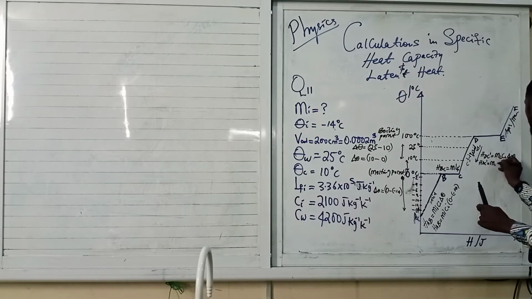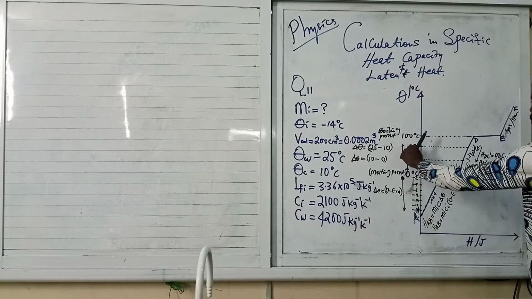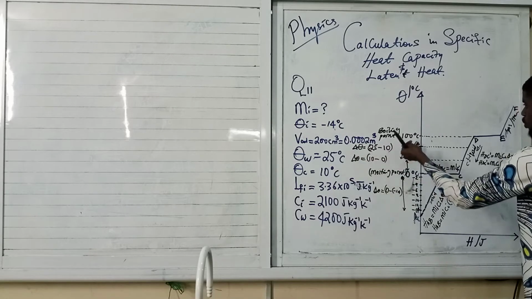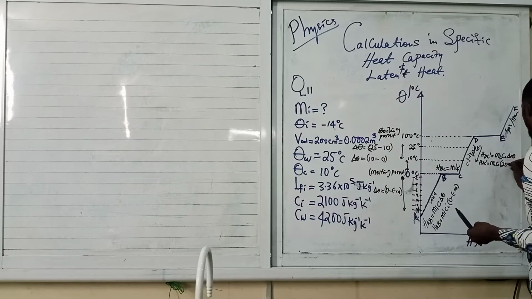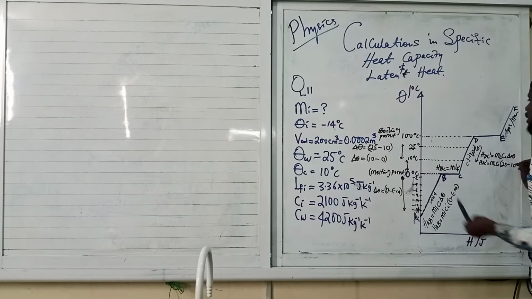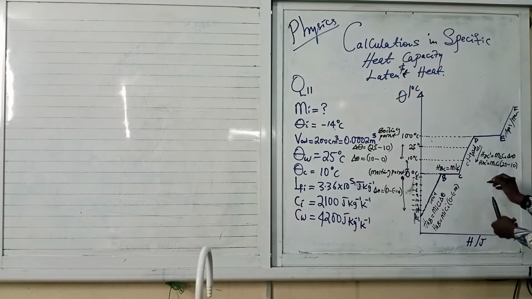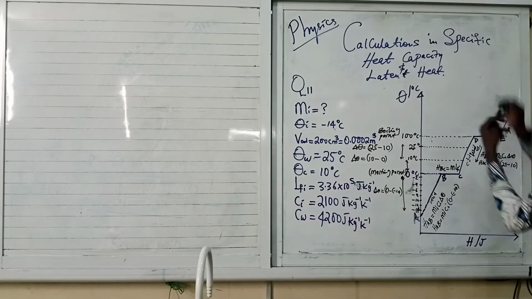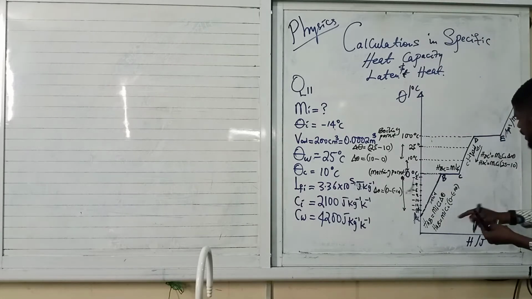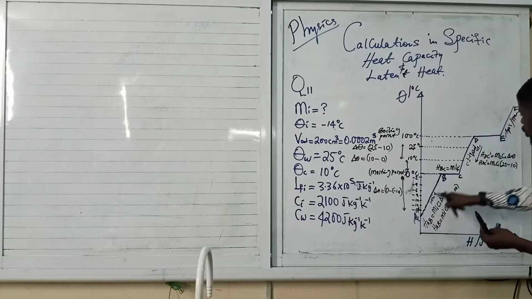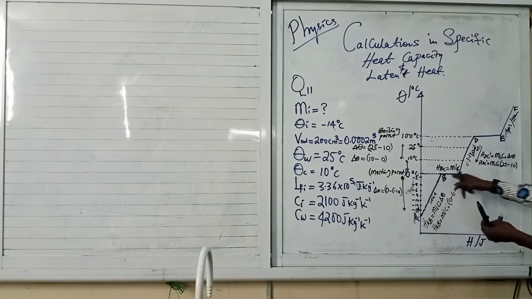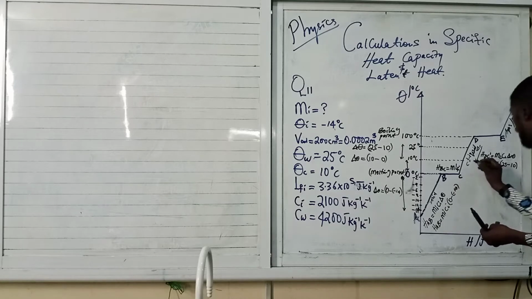In this case, your HDC prime is given as mass of the liquid, specific heat capacity of the liquid into this change in temperature, 25 minus 10 degrees Celsius. That is that. Now, the ice gains heat energy from point A to point B, from point B to C, and from point C to C prime.